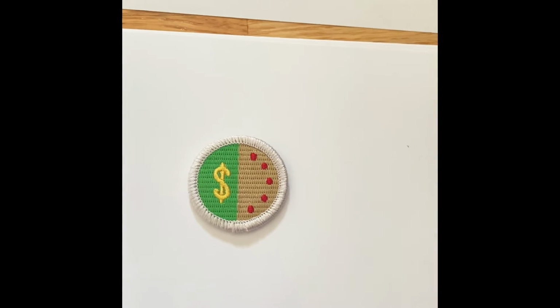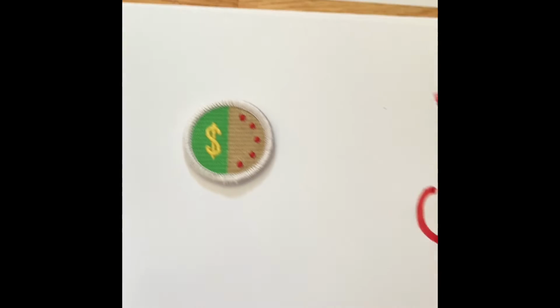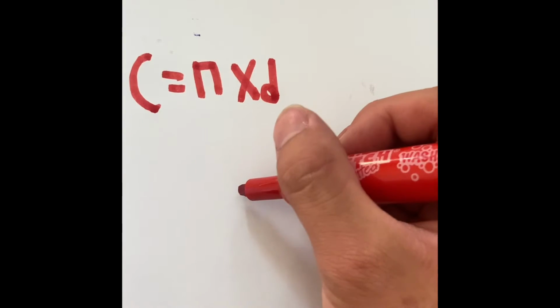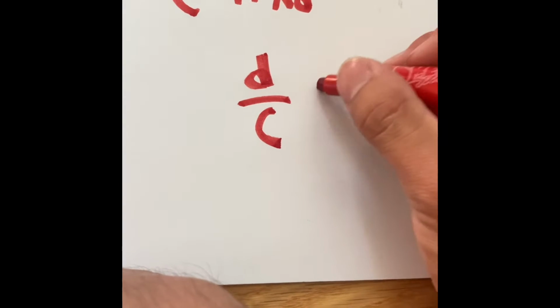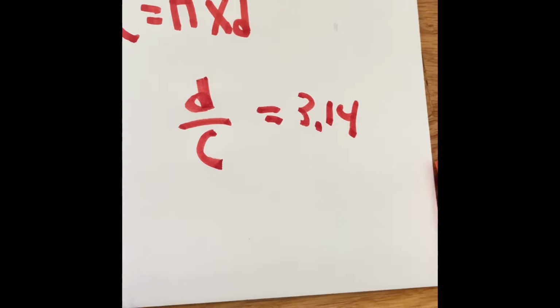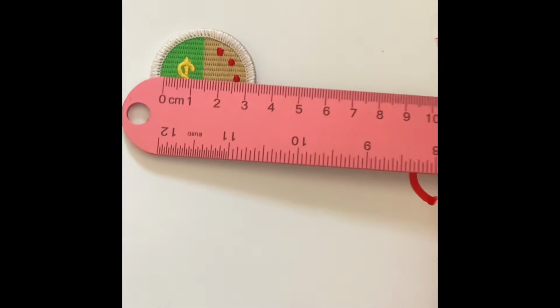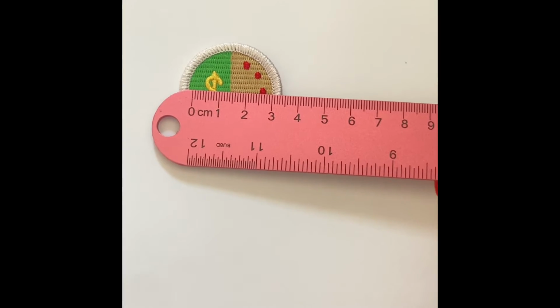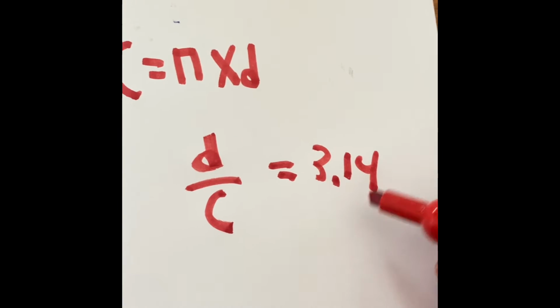Here's a catch. If you ever did a science experiment where you took the circumference divided by the diameter, you would always get a number that is close to, or rounded to, 3.14. So if we measured the diameter and also measured the circumference, we would get a number close to 3.14. That is why we have pi right there.